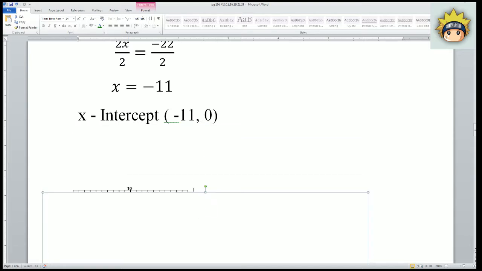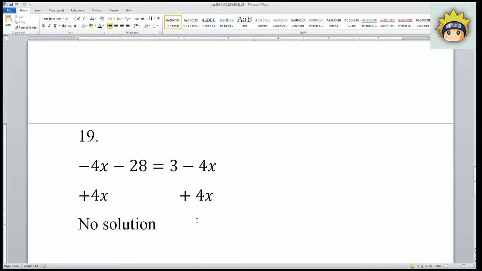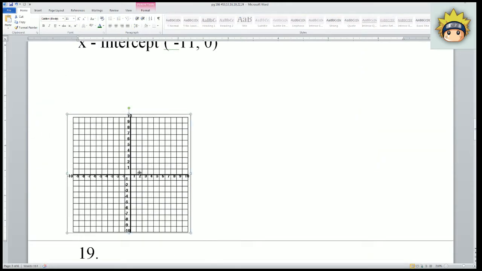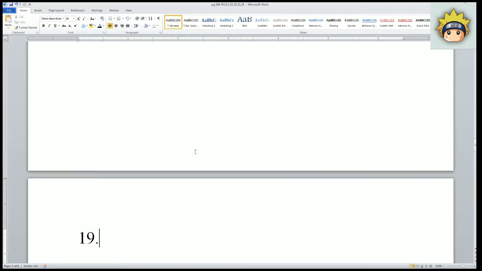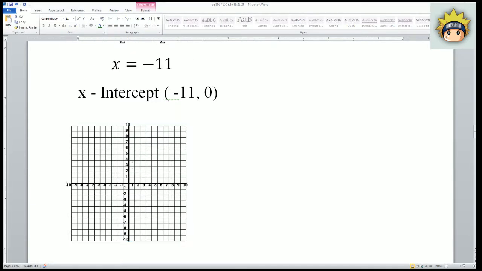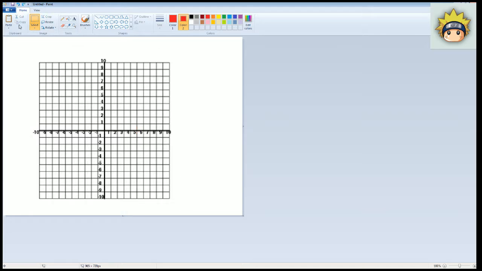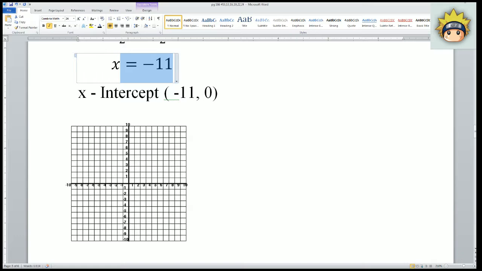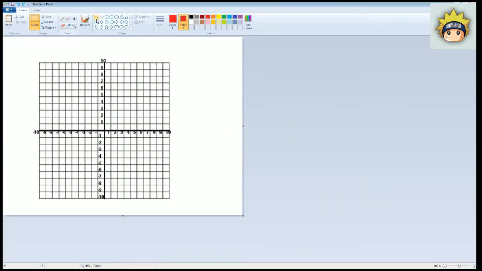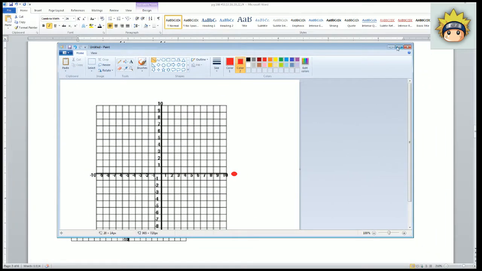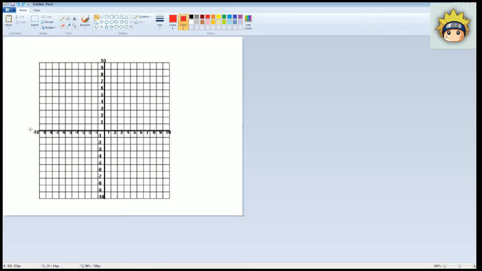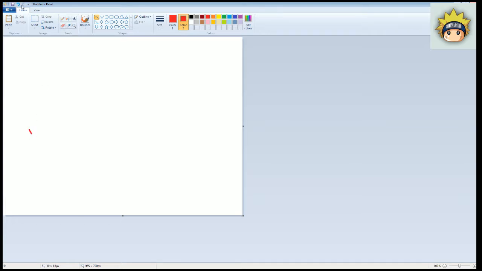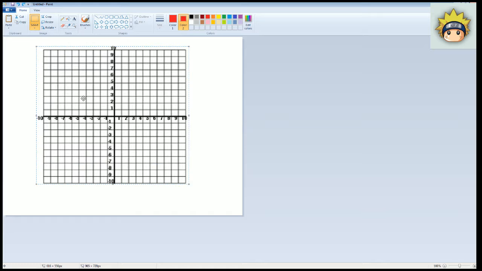So let's just bring up the image here. We say that x is always equal to negative 11. Where is x always equal to negative 11? Well, this is 10, so 11 would be right here. But is it negative 11? No, that's wrong because that's positive 11. This would be negative 11. There you go, negative 11.